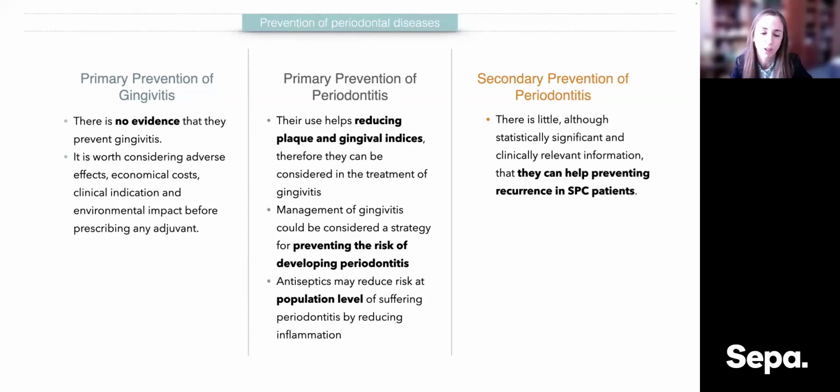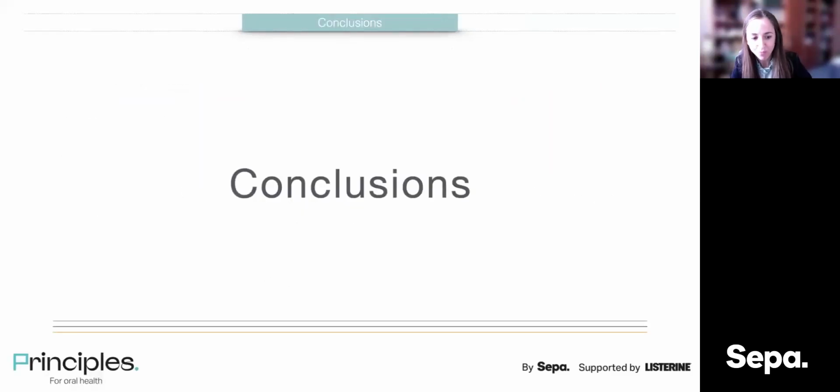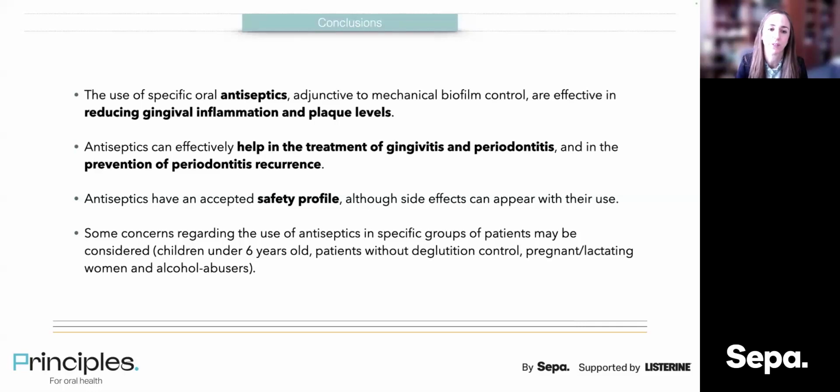So now let's move on to the final and overall conclusions. First of all, the use of specific oral antiseptics, adjunctive to mechanical biofilm control, are effective in reducing gingival inflammation and plaque levels, something that has been repeated multiple times during this presentation. Antiseptics can effectively help in the treatment of gingivitis and periodontitis and in the prevention of periodontitis recurrence. We have said that they can be considered in the different steps of periodontitis treatment, in the treatment of gingivitis, and at different levels of prevention of periodontal diseases.